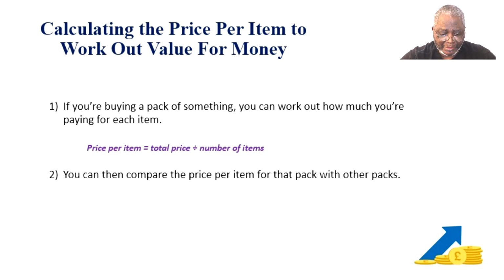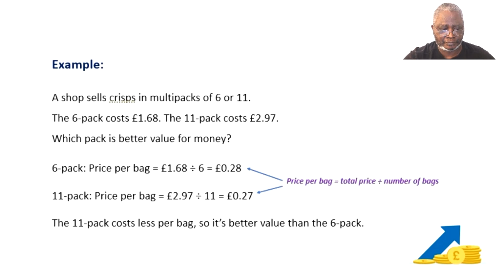You can then compare the price per item for that pack with other packs. Example: a shop sells crisps in multi-packs of 6 or 11. The 6-pack costs £1.68 and the 11-pack costs £2.97. Which pack is better value for money?